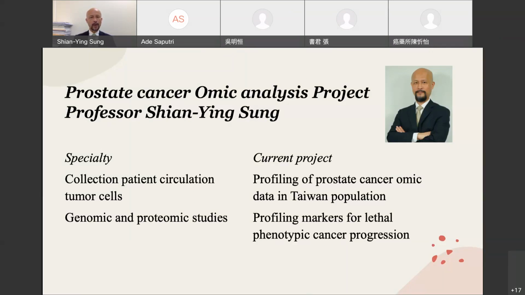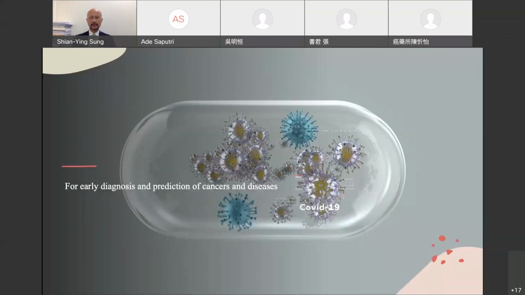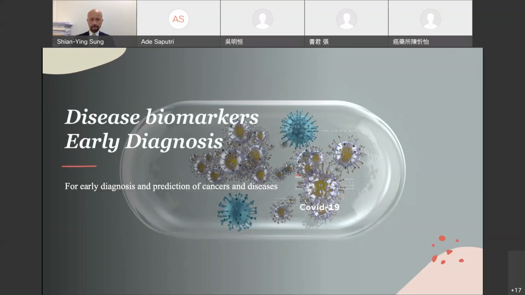Our current projects include the profiling of prostate cancer omic data in Taiwan populations, as well as profiling markers for lethal phenotypic cancer progression in many other cancers. But not only cancers, if you have any other ideas, come to my door. I will be able to help you develop certain projects and see if we can develop omics analysis studies in cancers.